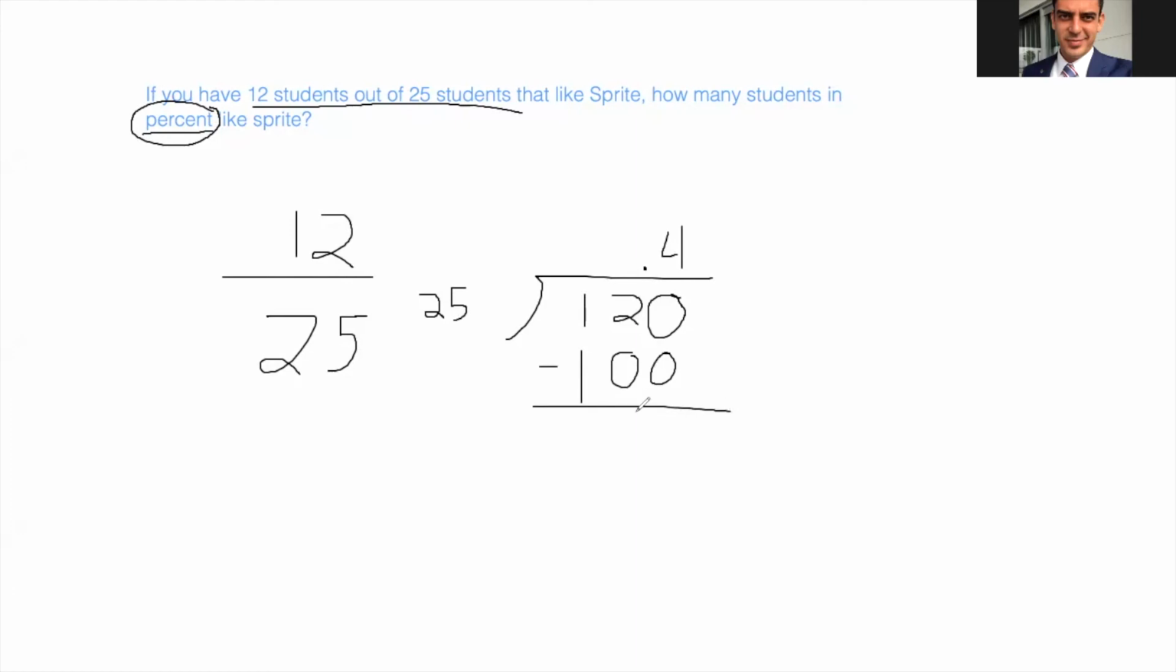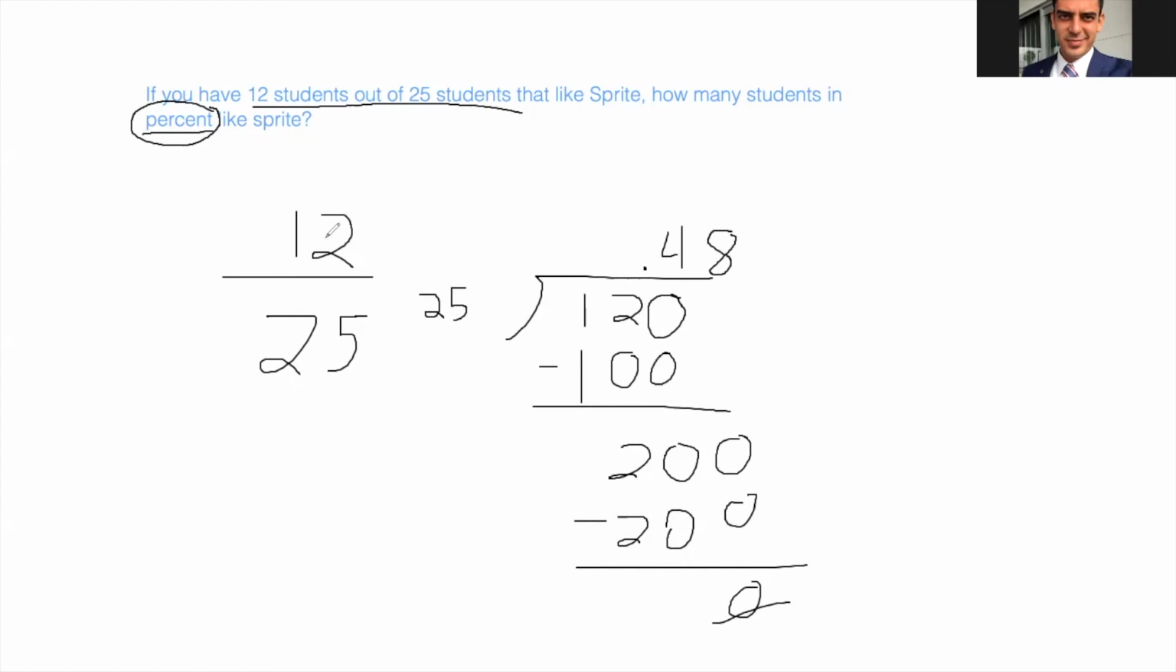Subtract that, you'd be left with 20. And then we add another 0, and then 25 goes into 208 times. And that's it, and we cancel that out. So 0.48 is a decimal of 12 out of 25. So now, but we want to know percent, not decimal. So the next step, all you have to do is you grab that decimal, move it over to the right 2 times, and there you go. So the answer to that question would be 48%.